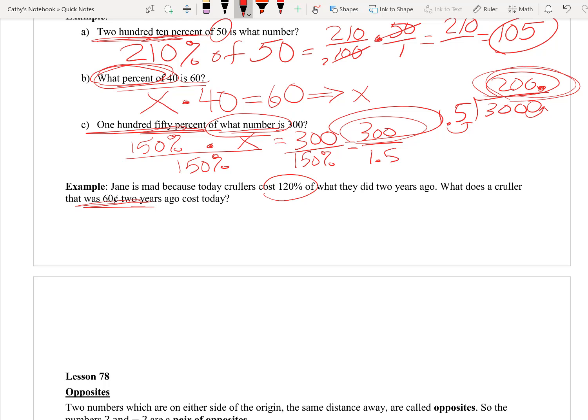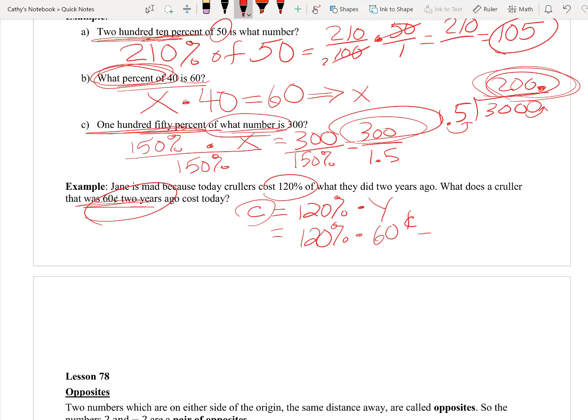All right, so the crawlers' cost is 120% of what they cost 2 years ago. I'll just say 2 years ago, I'll use Y for that. I'm just going to fill in the information I have. I'm trying to figure out how much it costs now, and that's 120% of what it cost 2 years ago, which is 60 cents. So 60 cents.